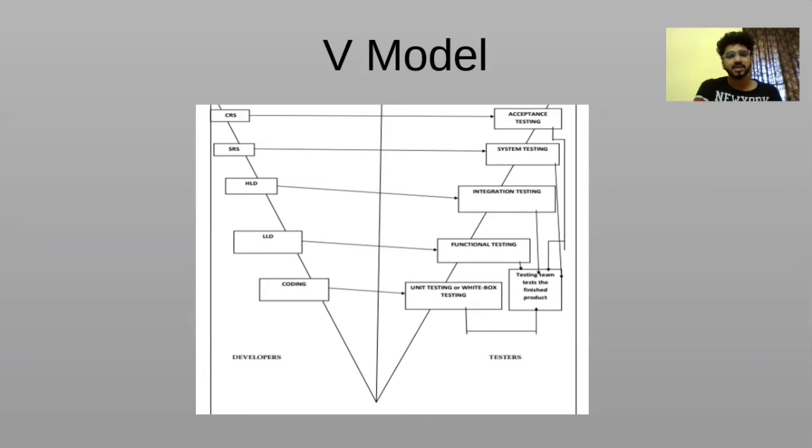Then while converting from SRS to high level design, or when it moves to the design part, firstly we can see that it is a high level design, which means the layout, the high level layout which has been set. When they convert the software requirement specification to the high level design, the testers will be involved in writing the system test plans, or I can say the system test cases.